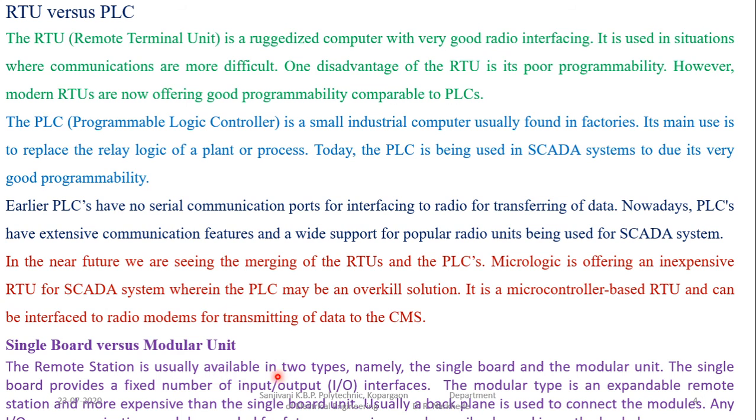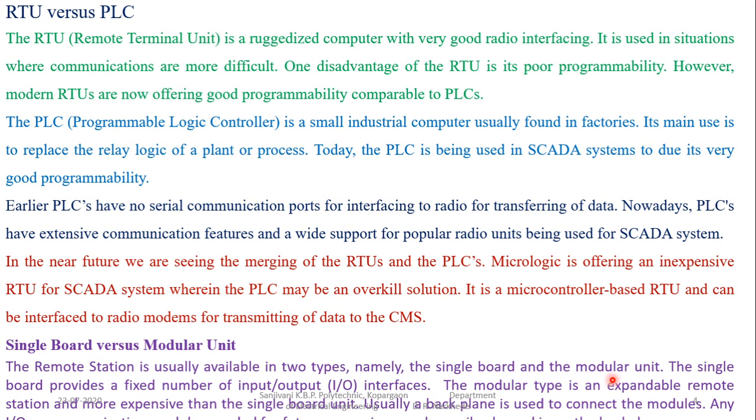The remote station is usually available in two types, namely the single board and the modular unit. The single board provides a fixed number of input-output interfaces. Okay, in case of single board, we have a fixed number of input-output devices. We cannot increase the number of IO devices. But in case of the modular one, we can increase the number, whatever is required.